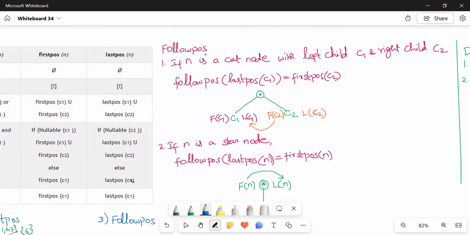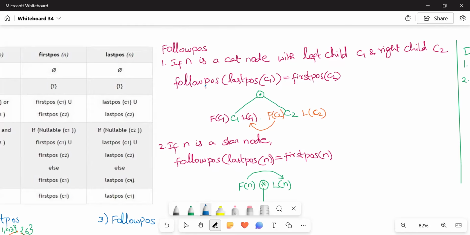So this is the procedure for finding follow position. To find follow position, we need to consider only cat node and star node. So if n is a cat node with left child C1 and right child C2, like this. Then follow position of last position of C1 is equal to first position of C2. So this is C1. Here we will mark first position of C1 and this is last position of C1. This is first position of C2 and last position of C2.